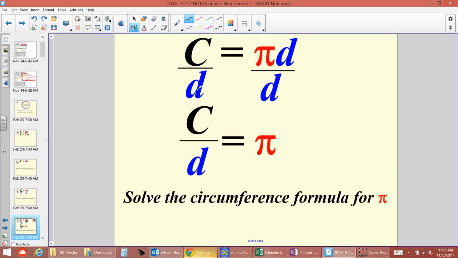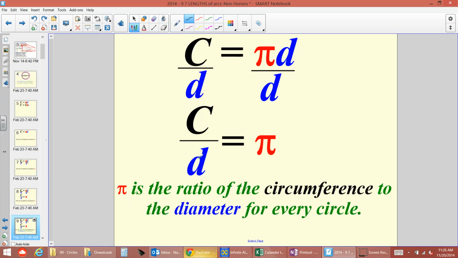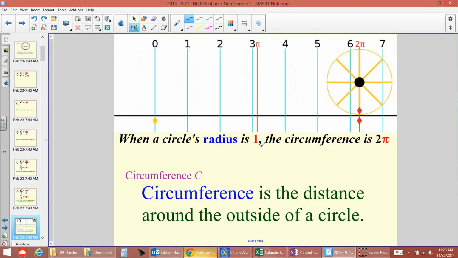So when I do this, I recognize that pi is just a relationship between the circumference and the diameter of any circle. It doesn't matter how big or small the circle is, if I take the circumference and divide it by its diameter, it will get me pi. That's why it's got its own special name.